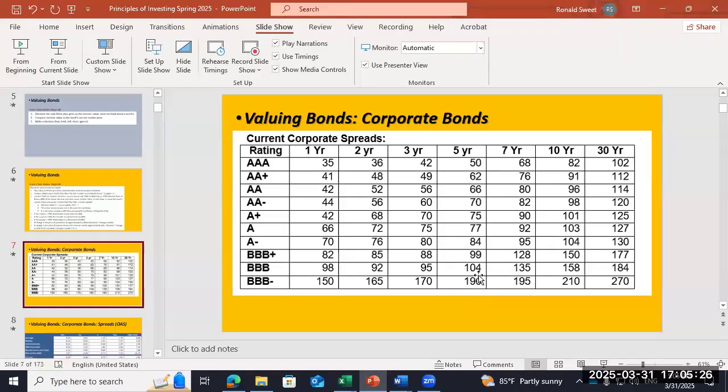And then you have this 104. What in the world is that 104? Basis points. So what is that in a percent? 1.04%. All right. How do you convert it? You take 104 divided by 10,000. Okay. So that's exactly what we're going to do here.